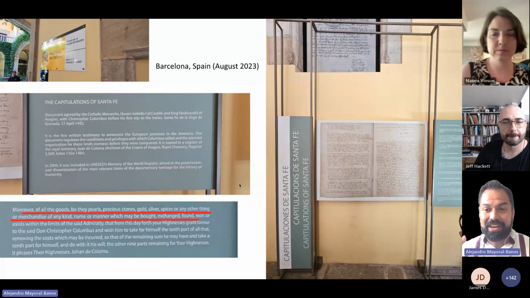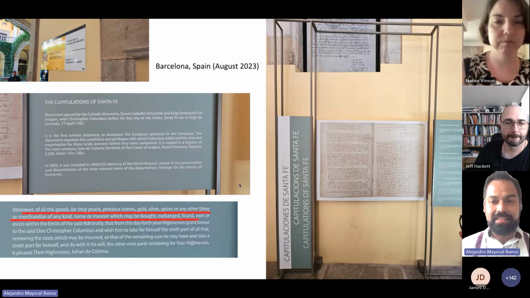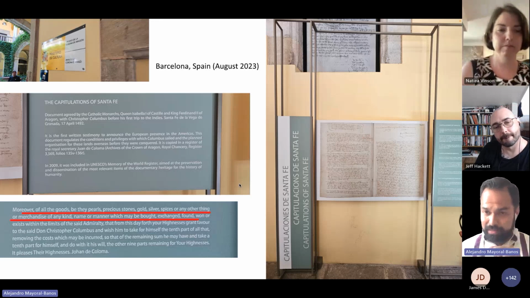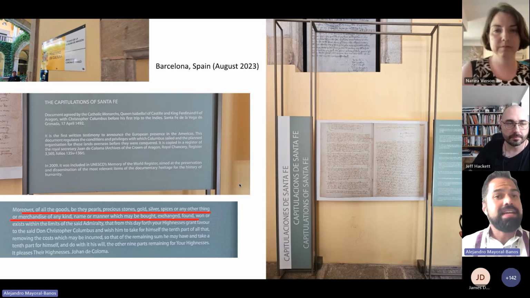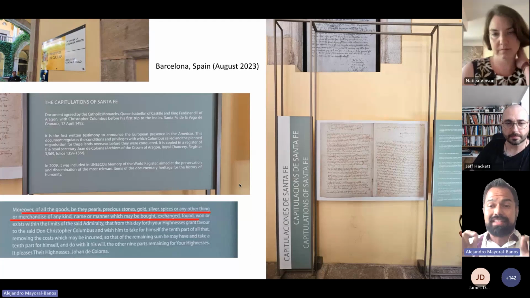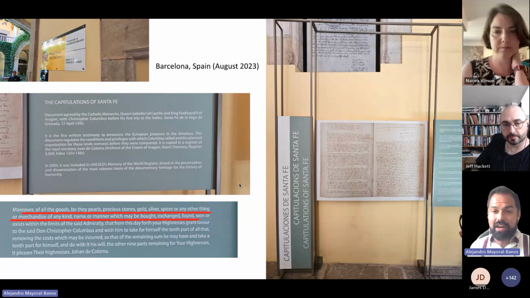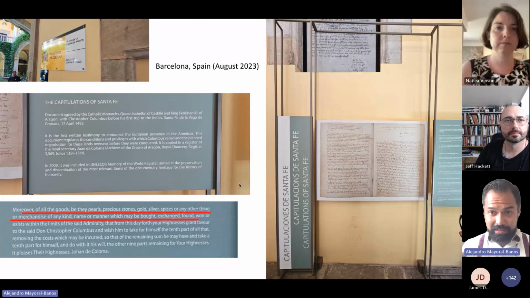It's basically the contract that legitimized all the extraction of not just natural resources, but everything related to Indigenous peoples. I highlighted this because it's from 1492. If you remember, that's the day that everyone is praising as the discovery of America. It was about all types of goods: anything that Christopher Columbus or any of his crew were going to find, they were entitled to take out.